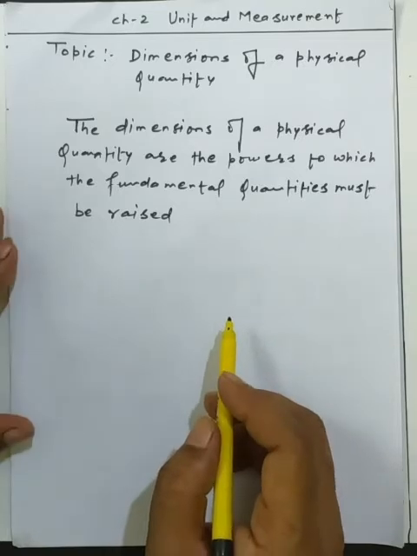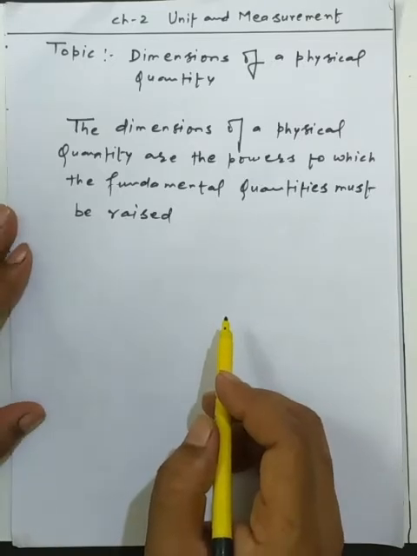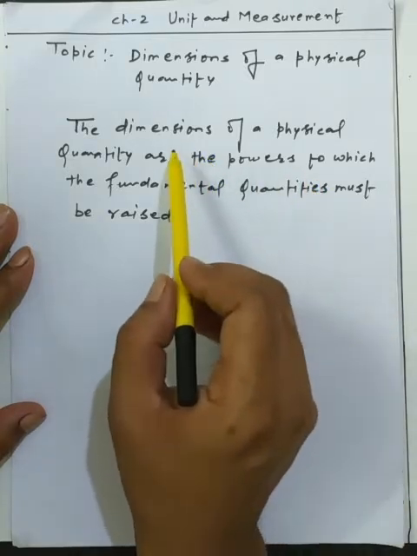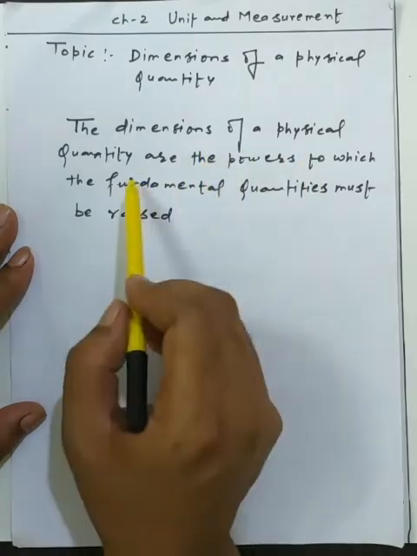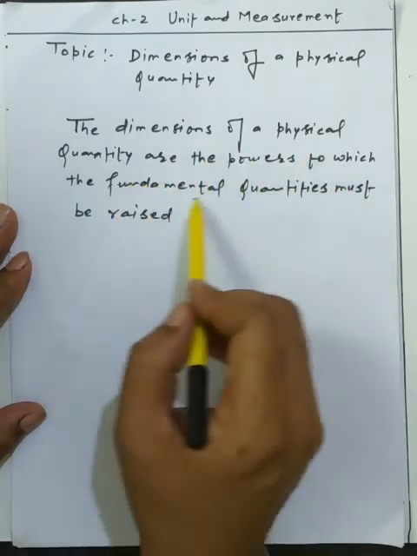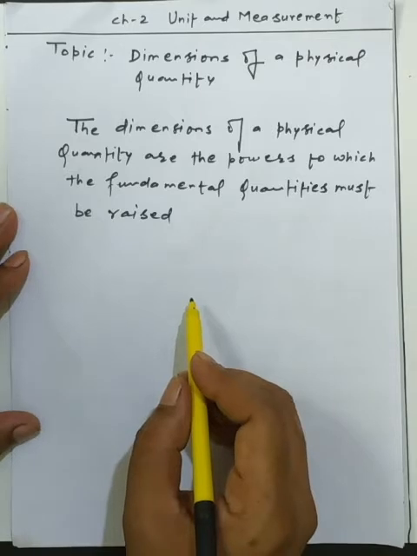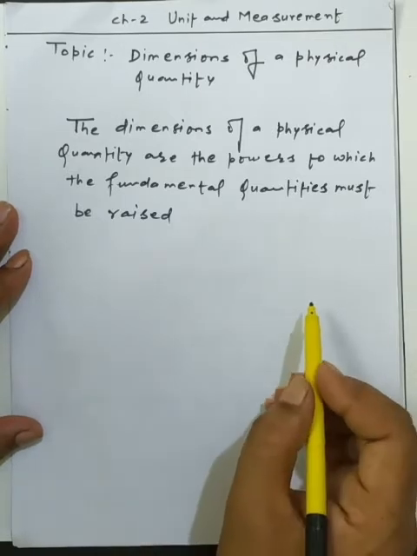using the dimension formula. Generally, the dimensions are the powers of the three fundamental physical quantities. First is the mass, second is the length, and third is the time. The simplest definition we have taken here: the dimensions of a physical quantity are the powers to which the fundamental quantities must be raised. So we can choose a very simple example.